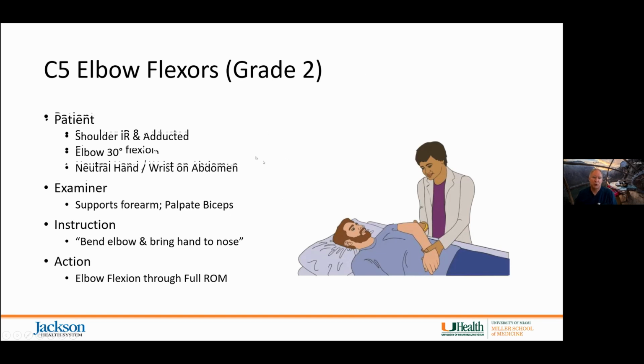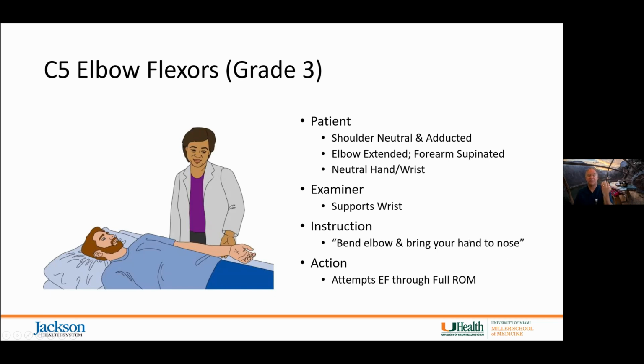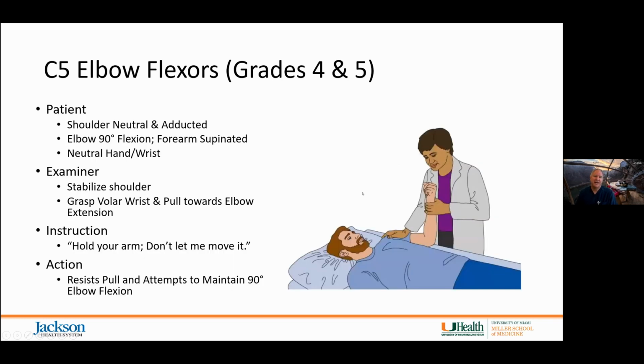For a 2, again, we're going to have them in this position. We're going to ask them to bend their elbow, bring the hand to their nose, and they need to take it through the full range of motion in order for me to give them a grade of 2. For a grade of 3, now I'm going to change the position with the elbow extended, their forearms supinated, and basically ask them to bend their elbow and bring the hand to the nose. So they're attempting to flex the elbow through its full range of motion. If they can get that through there, we're going to say that's at least a grade 3. If they're not able to provide significant resistance, we're going to keep that at a 3.